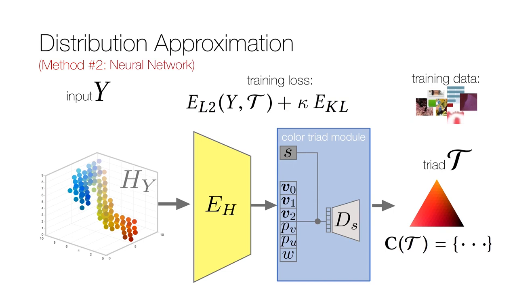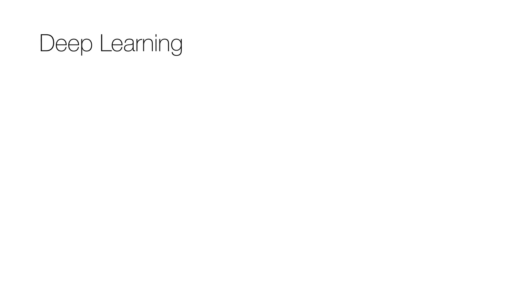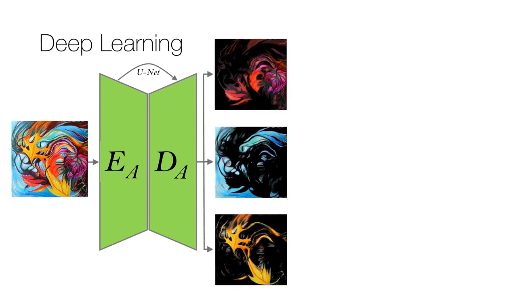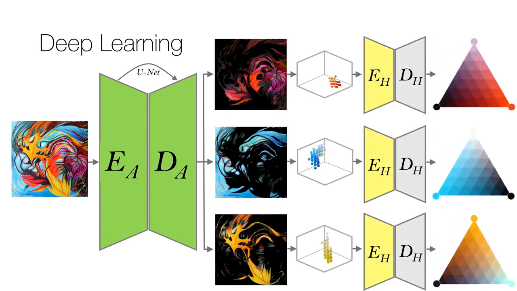Our primary motivation for demonstrating this approximation method is the possibility of using the color triad module inside a deep learning architecture. We demonstrate one such sample application, which is a fully convolutional neural network that, given an image, produces soft alpha masks and corresponding color triads, which can be used to interactively edit the image. We believe there are a number of other applications using deep learning and leave this area to future work.